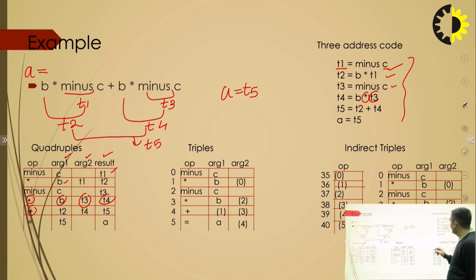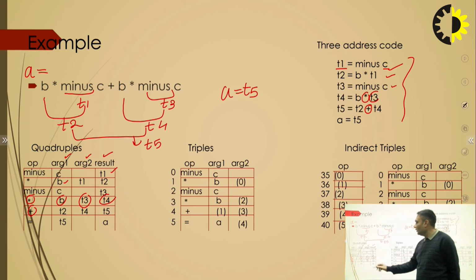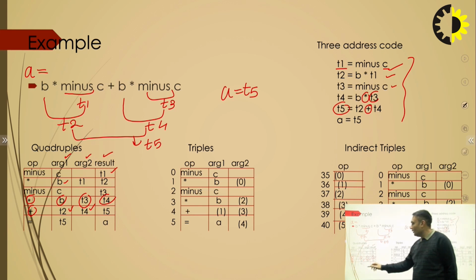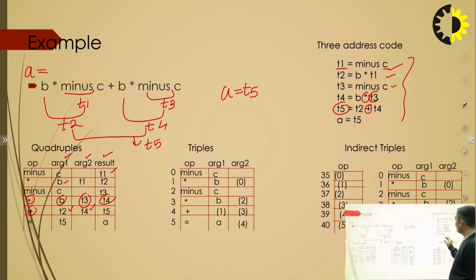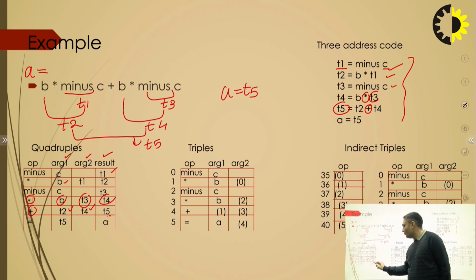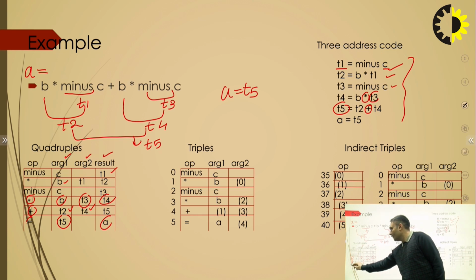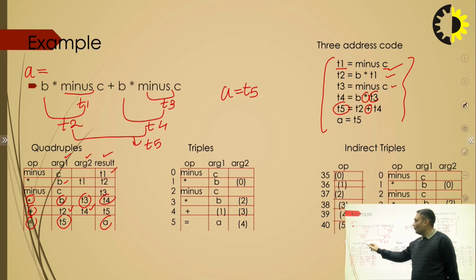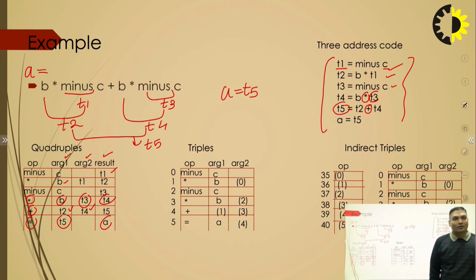Next, plus is an operator. Argument 1 is T2, argument 2 is T4, and the result we are storing in T5. And then last, A equals T5. Here the result we are storing in A, argument 1 is T5, and the operator is equal to. So I have converted this 3 address code into a 4 field record structure that is called a quadruple.